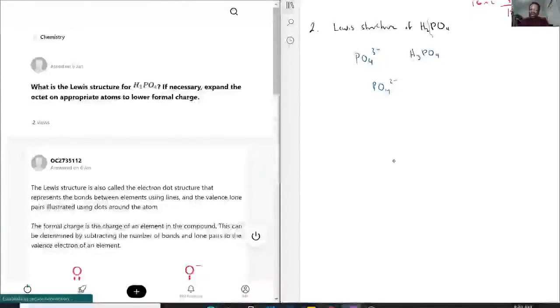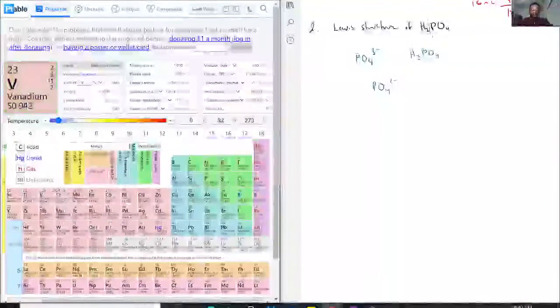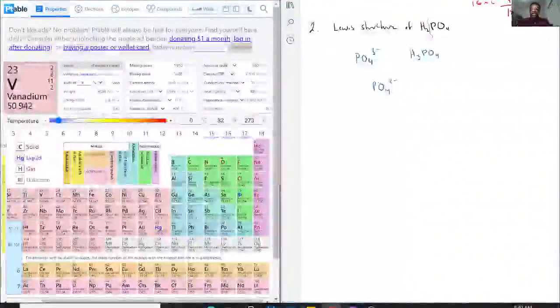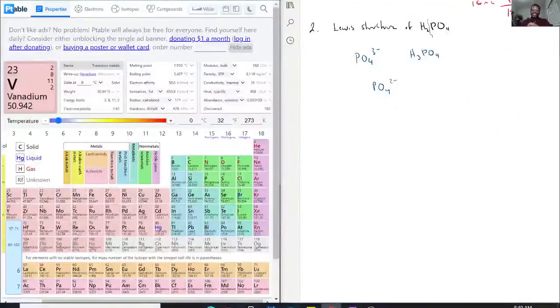With that being said, let's just go through it. Phosphorus, based on the periodic table, is on the 15th column. So that's 5 electrons it can donate. So that would be 5. Oxygen is on the 16th column, so that's 6 electrons it can donate, but there's 4 of them, so that's 6 times 4, that's 24.